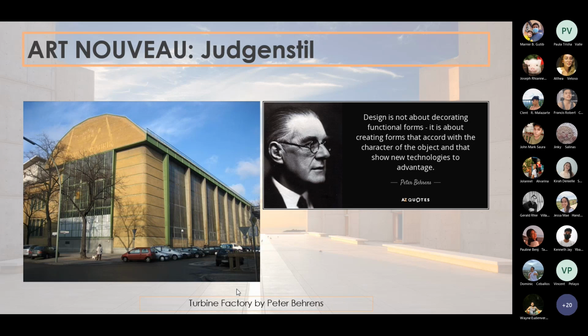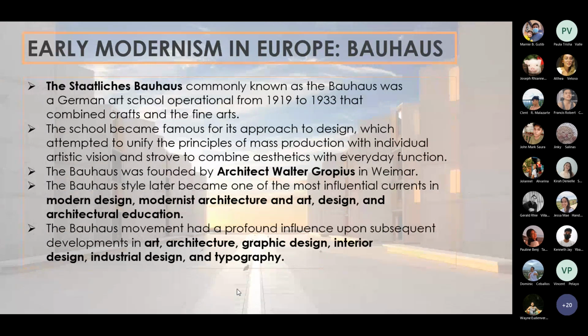Next, this term, early modernism in Europe, which is what we call the Bauhaus. I think some of you are already familiar with this, but let's just read this one. The Bauhaus, or its full name, the Staatliches Bauhaus, is a German art school operational from 1919 to 1933 that combined crafts and fine arts. So it's an architecture school. The school became famous for its approach to design, which attempted to unify the principles of mass production with individual artistic vision and strove to combine aesthetics with everyday function.